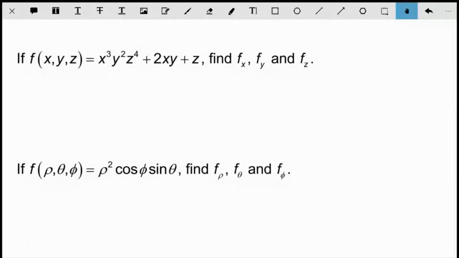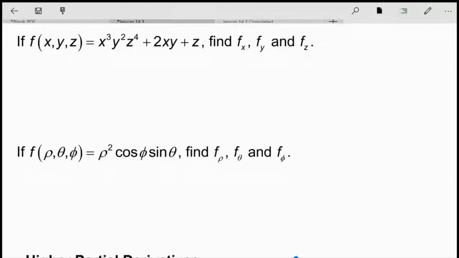Okay, so now I've just got a couple more questions here that are with more variables is the idea here. And I want you to try getting some more partial derivatives. For the first one, we've got an x partial, a y partial, and a z partial. For the second one, we have a rho partial, a theta partial, and a phi partial. So I want you to just pause the video and take these derivatives, and then we'll check over the answers.